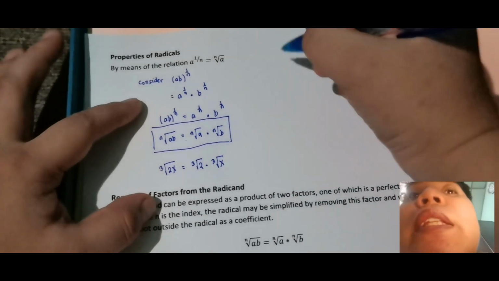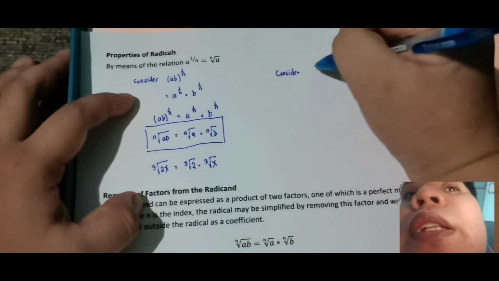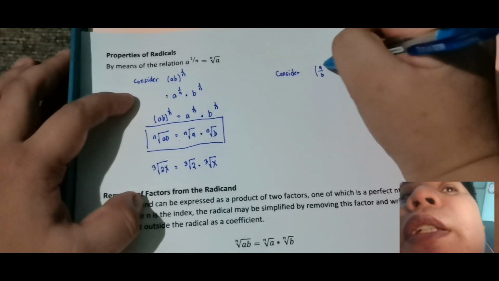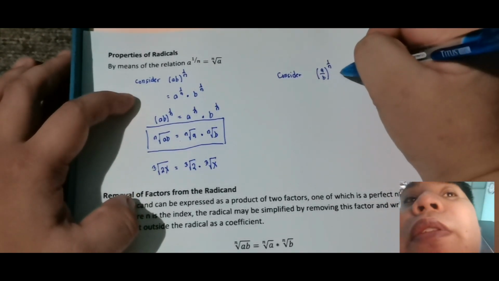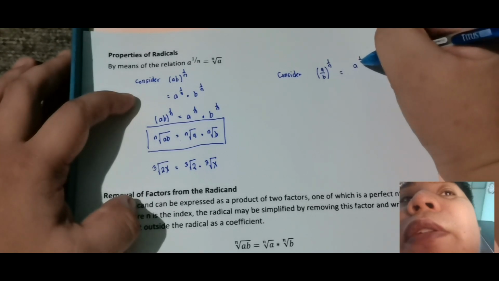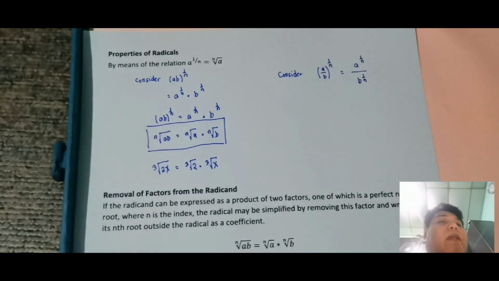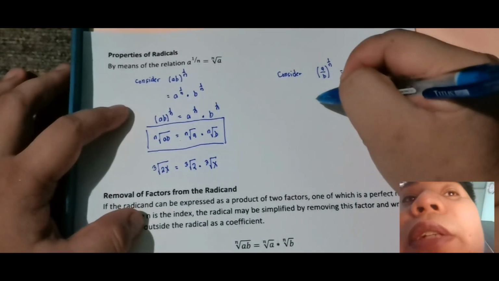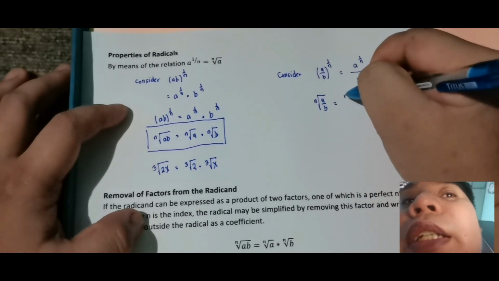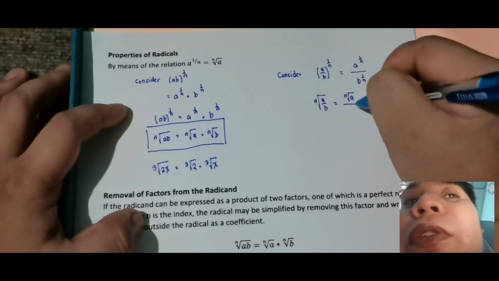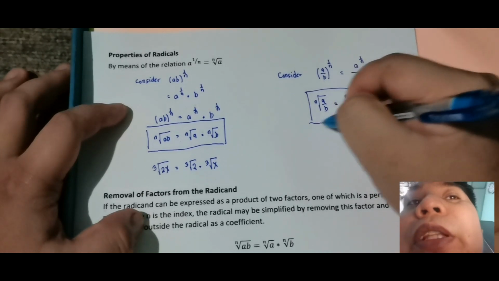Okay. Ngayon, consider naman natin to isang part na to. So, another consideration. So, consider si a over b naman. Si a over b raised to 1 over n. Okay. Si a over b raised to 1 over n, that is equivalent sa a raised sa 1 over n all over b raised sa 1 over n. Then, applying the same relation na nakalagay doon, this is equivalent sa nth root of a over b equals nth root of a over nth root of b. So, ito yung ating pangalawang property.